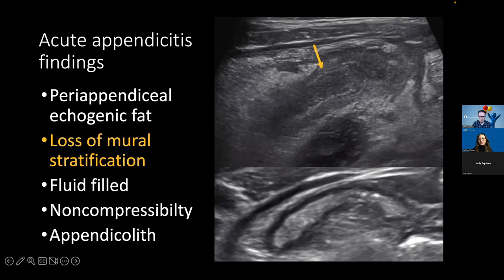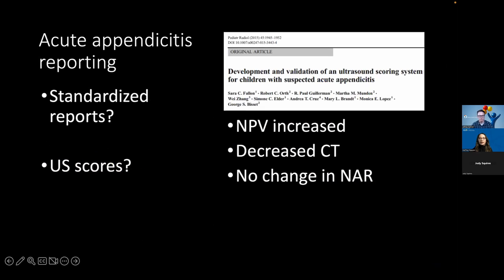And then along with compressibility, and if you can actually see a true appendicolith obstructing and then fluid distally, all of them add up together. But if you were to just focus on two, I would say these are my top two or top three. So now moving on to standardized reports.